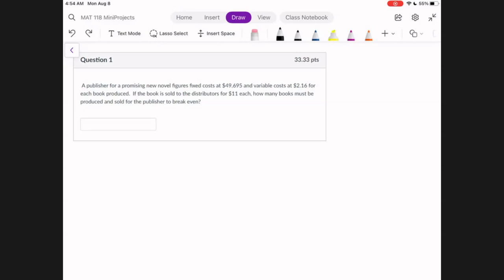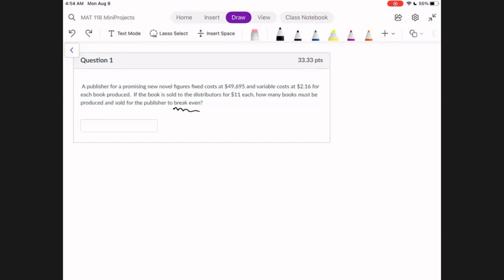So remember, break even, what does that mean? This is when your cost function equals your revenue function, okay? So what's our revenue function here? Well, it says the book is sold to distributors for $11 each. So every book we sell, we're going to get $11. So we know that's going to be 11x. But what about the cost?